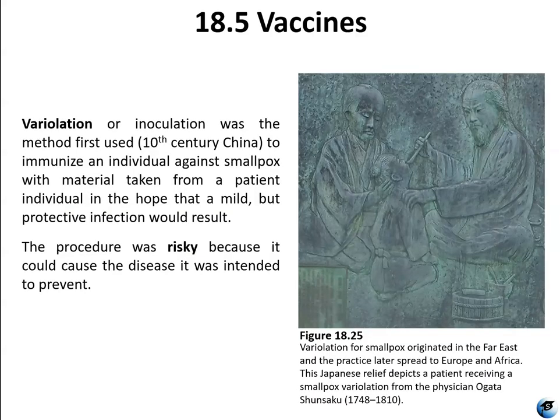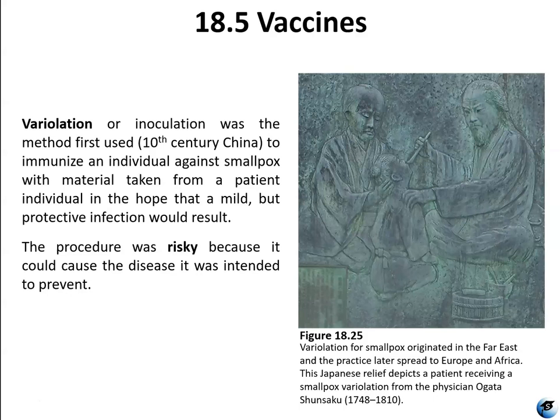So in early studies on vaccines, we had variolation. Variolation is an inoculation method that was first used in 10th century China, and it was used to immunize individuals against smallpox. This was done with material taken from a patient in the hopes that a mild but protective infection would result. The procedure was quite risky back then, though, because it could cause the disease that it was intended to prevent. Variolation for smallpox originated in the Far East, and it later spread to Europe and Africa.